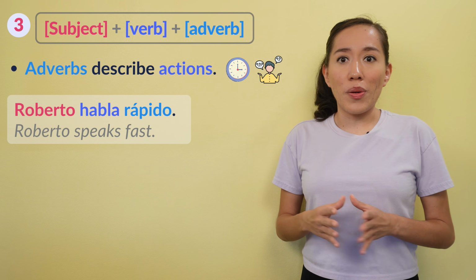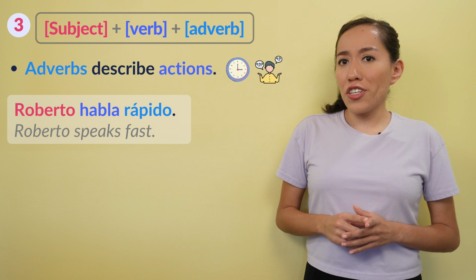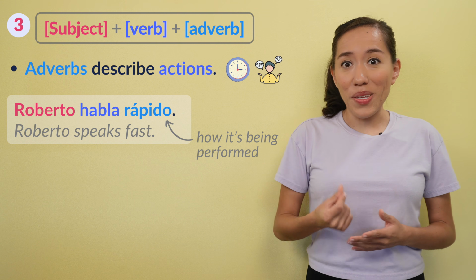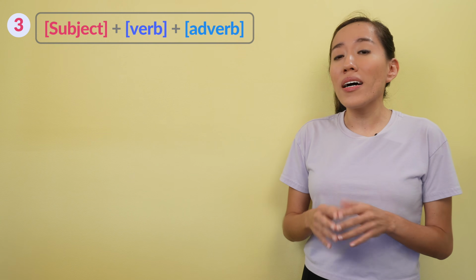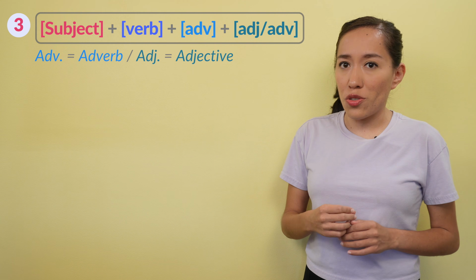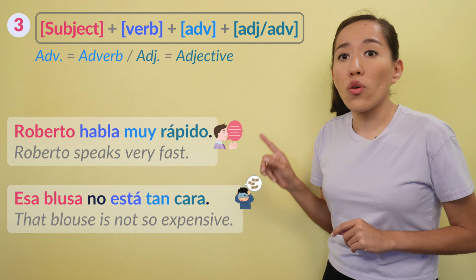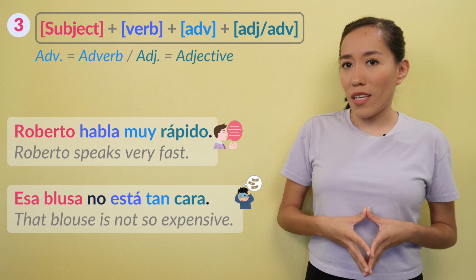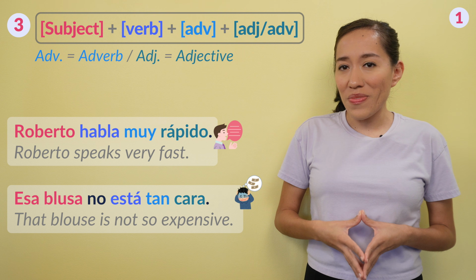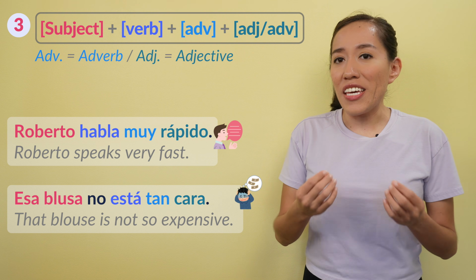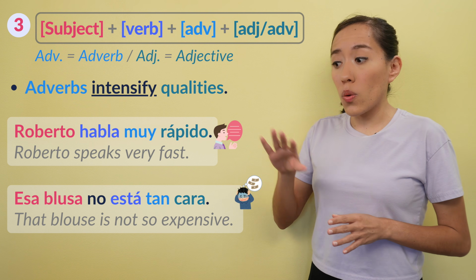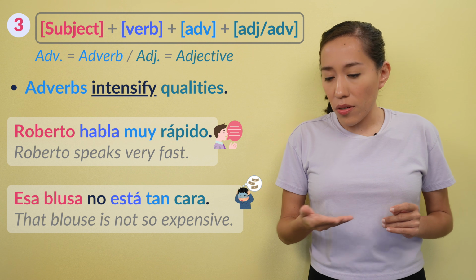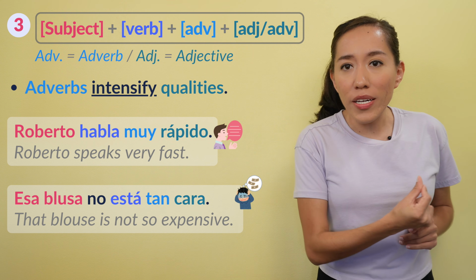For example, Roberto habla rápido. Over here, rápido is helping me describe how the action is being done. Esta oración es correcta, but we can also add additional information to this formula. Observa estas oraciones y trata de identificar qué están haciendo los adverbios. In these examples, the adverbs are helping us intensify qualities that are being described by other adverbs or adjectives. Roberto habla rápido. Roberto habla muy rápido.